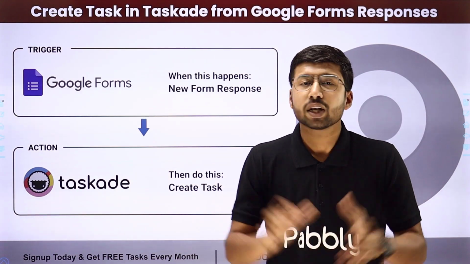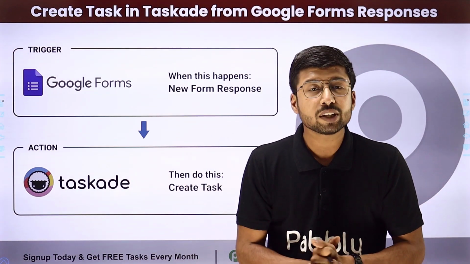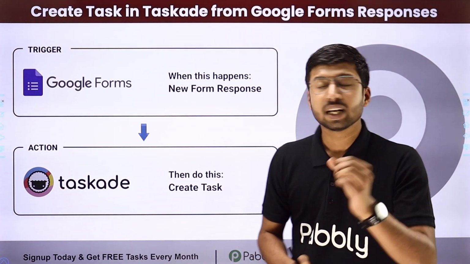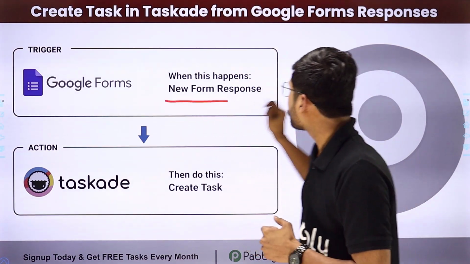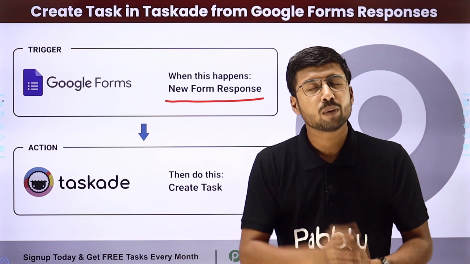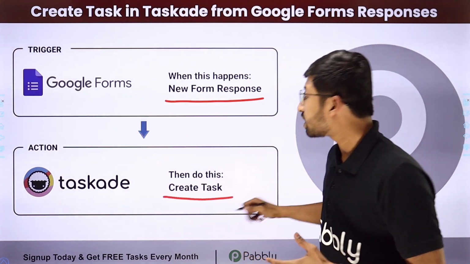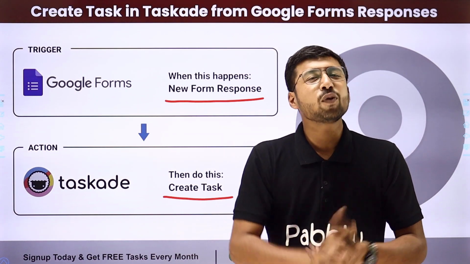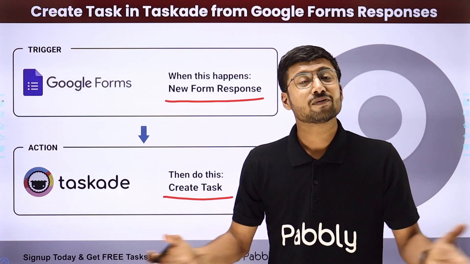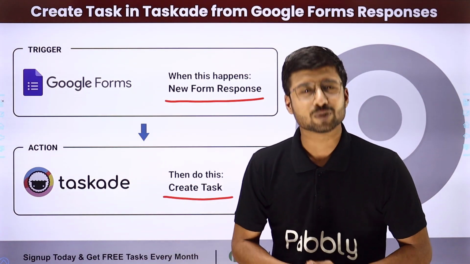So let me tell you, you can actually do this. You can actually automate this process with the help of Pabbly Connect. In this automation, whenever we receive a new form response in Google Forms, automatically with the same form responses, we can create a task in Taskade. Now, if you want to know how you can set up this automation, for that, you just have to come with me to my screen.